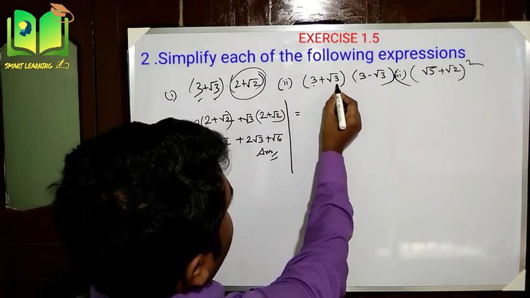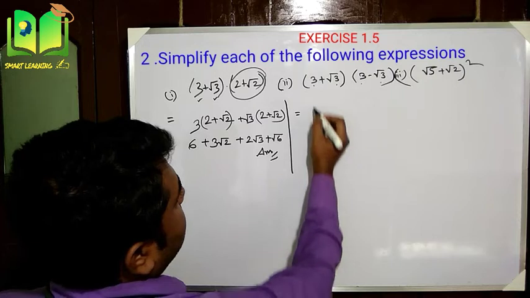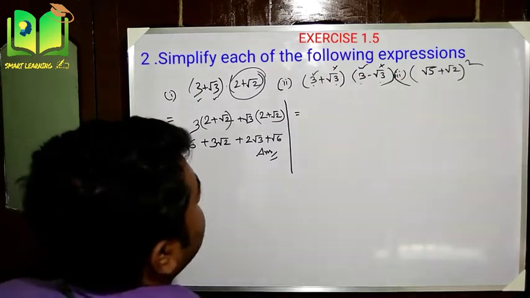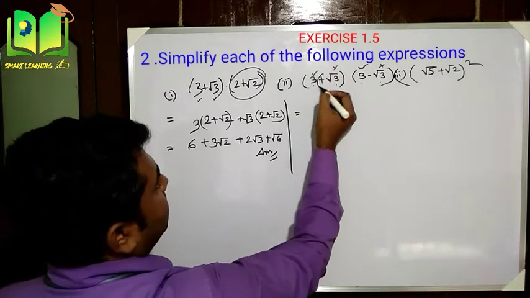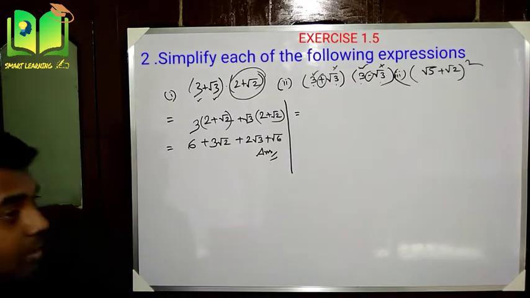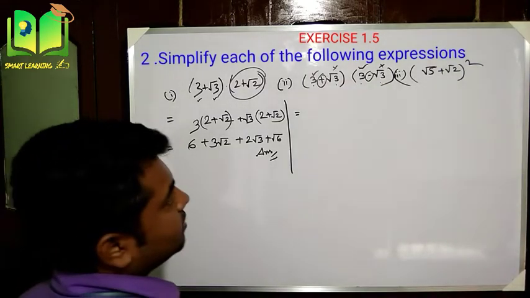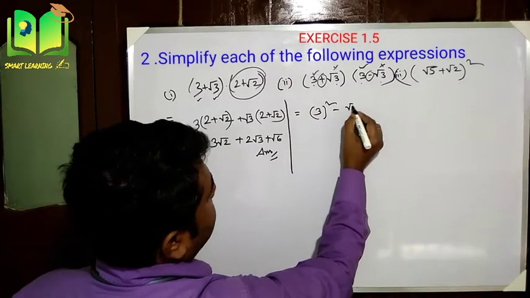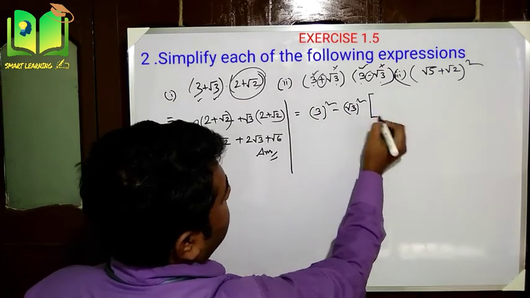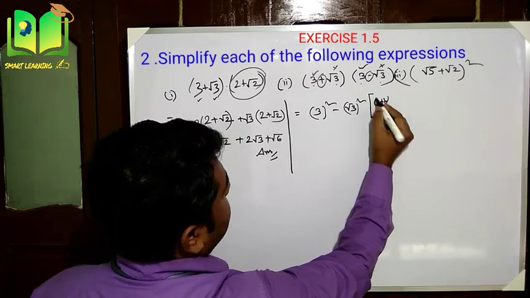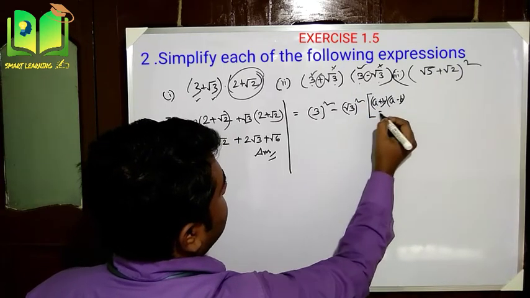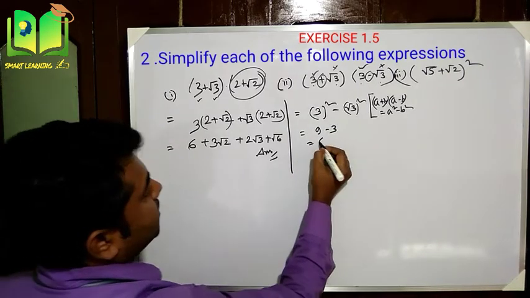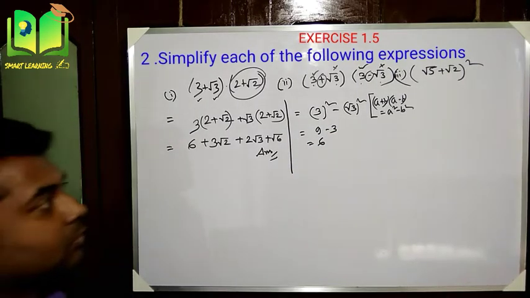See, a plus b and a minus b. First term same and second term same. Only difference is this plus sign and here minus sign. You know a plus b into a minus b equals a square minus b square. So we will write here 3 square minus root 3 whole square. Reason is a plus b into a minus b equals a square minus b square, equals 9 minus 3 equals 6. Done.